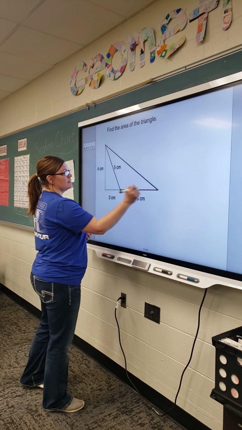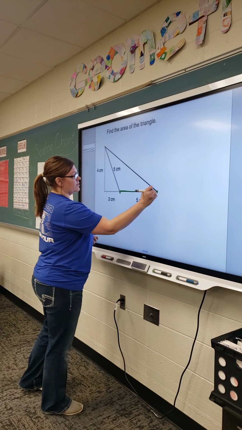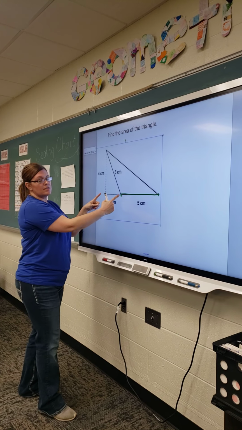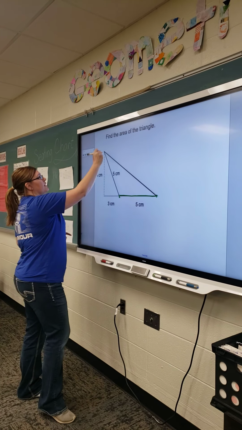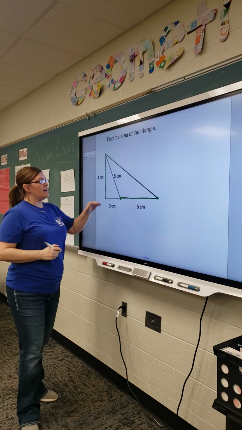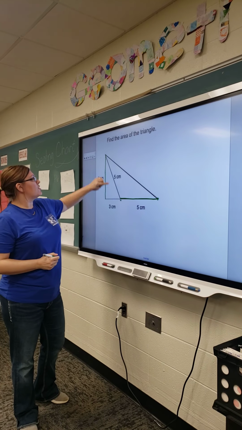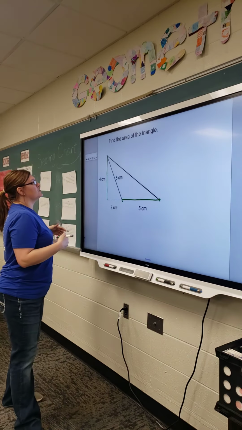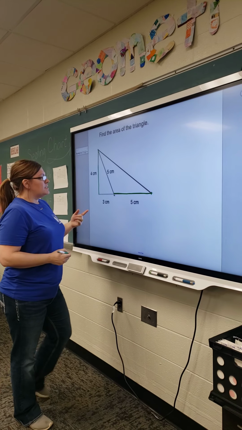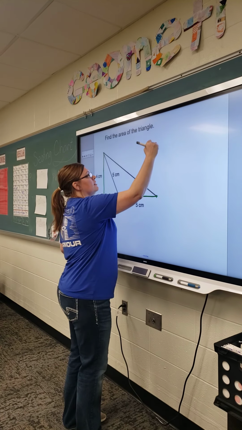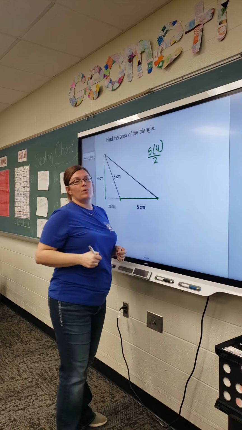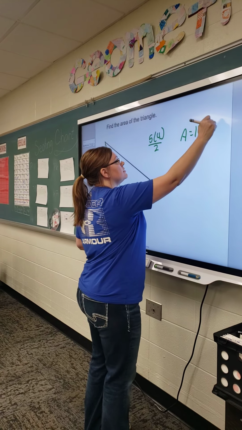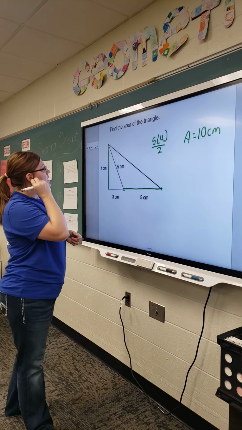My base is going to be 5, okay, not 8. This is just a line showing you the distance from here to here. It's not actually part of your triangle. And then your height line is going to be 4, because if you were to take a stick and measure from the ground to that point, it's going to be 4 centimeters, not in real life, but on this image, okay? So base times height divided by 2. 20 divided by 2 is 10. Area equals 10 centimeters, okay? All right.